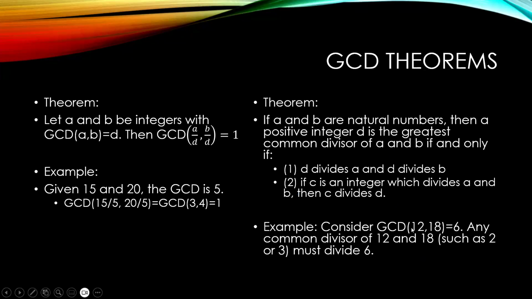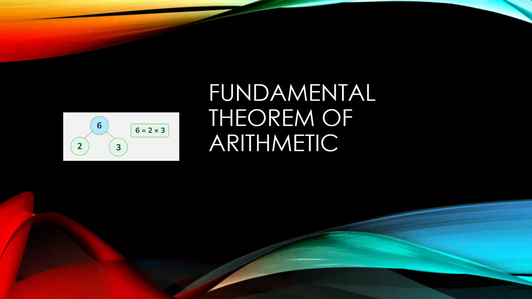Consider the GCD of 12 and 18 being 6. Any common divisor of 12 and 18, such as 2 or 3, must divide 6. And sure enough, any common divisor between 12 and 18, which would be 1, 2, 3, and 6, all of them go into 6 evenly. And that's what this theorem's saying. We're going to use that for the fundamental theorem of arithmetic.